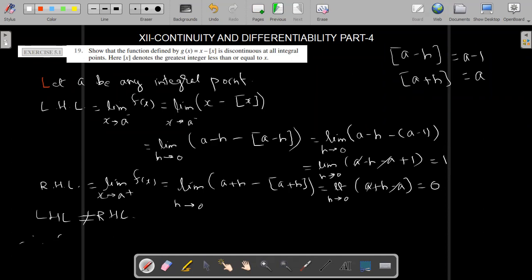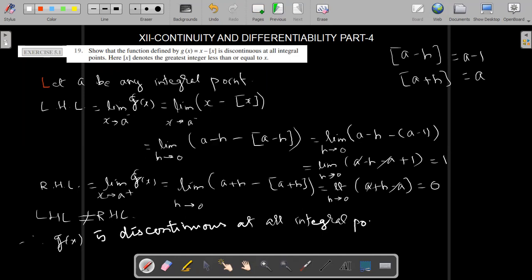Therefore, function g(x). Here g(x) is given, so this f is replaced by g. Wherever I put f, you can replace it by g(x). So g(x) is discontinuous at all integral points.